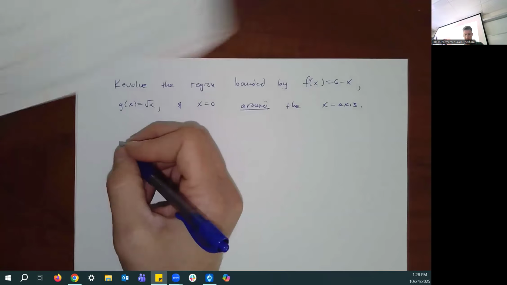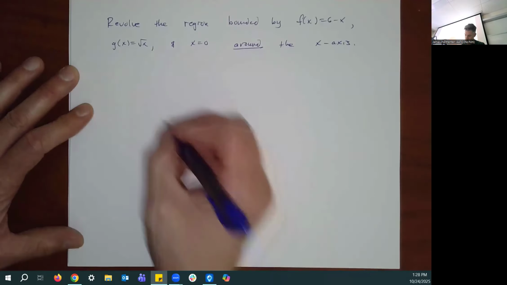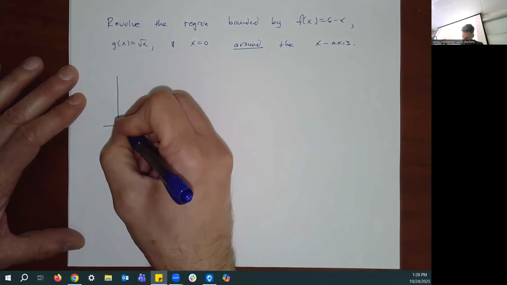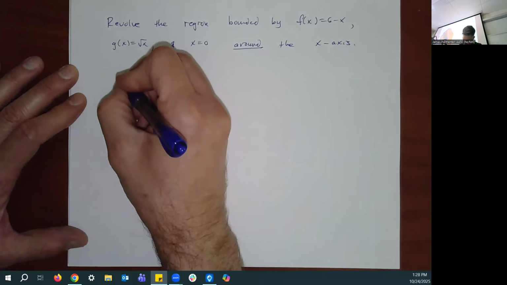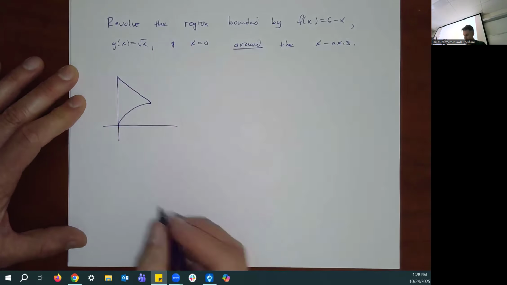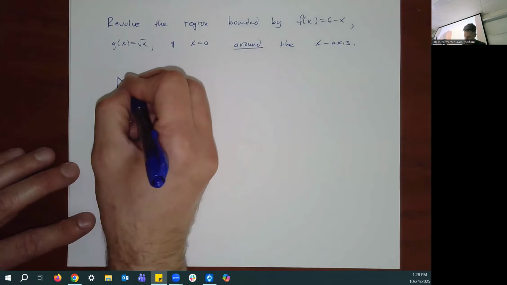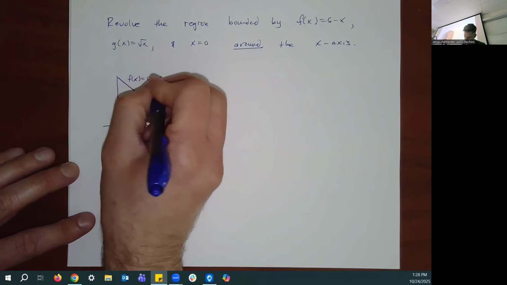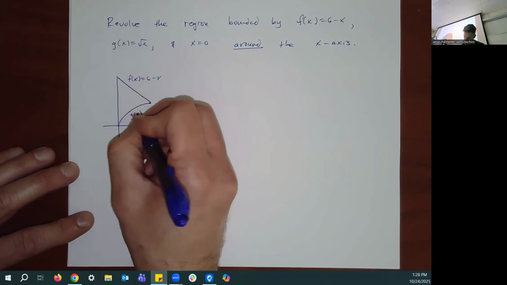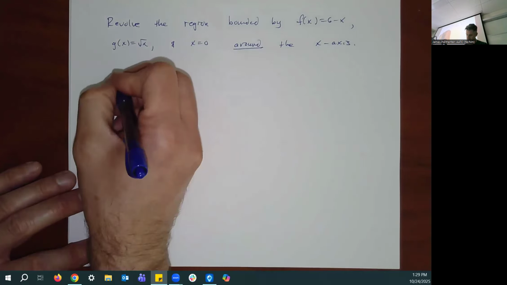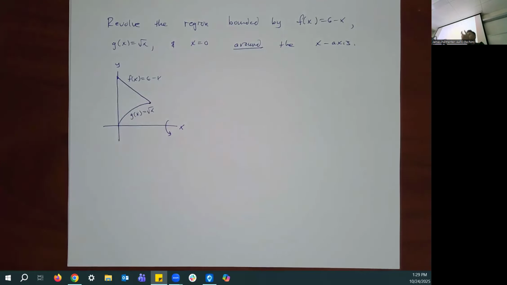So we'll draw the region again, just so we can have it there. And it looks vaguely like this. And we're revolving around that. Okay, we know this is f of x equal to 6 minus x here. This is g of x equal to the square root of x. Okay, so if we're revolving around the x-axis, we always want to pick a strip that is vertical, because your strip should always be perpendicular to your axis of rotation.